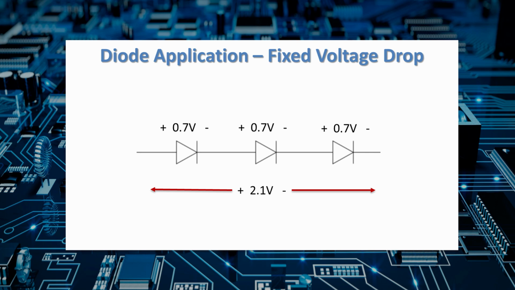Now you'll notice I said silicon diodes. There are also diodes that are made of germanium, and germanium diodes have different characteristics where the forward voltage drop is approximately 0.3 volts as opposed to 0.7 volts.